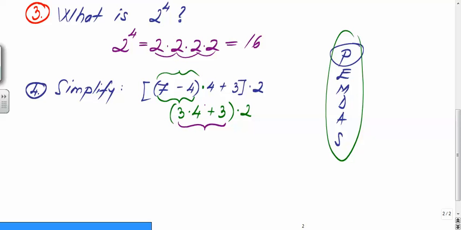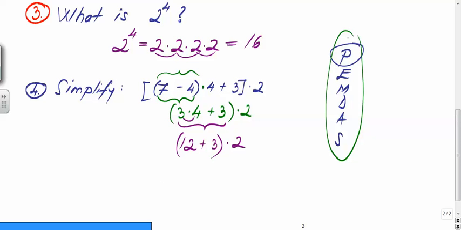Do I have any other parentheses? No. Do I have exponents? No. Do I have multiplication? Yes, I have. And that's what? That's 3 times 4. Well, 3 times 4 is 12, and then I will add 3 to that. And everything will be multiplied by my 2 that's outside.